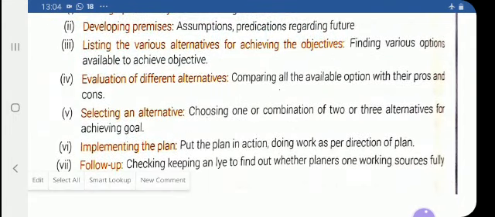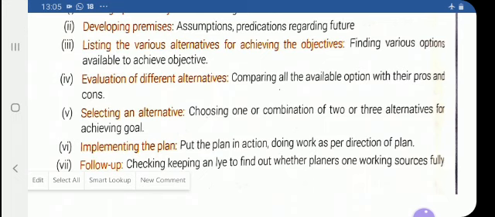And then after selecting the alternative, the next step of planning is implementing the plan, that is put the plan in action, doing work as per the direction of the plan. This may be done by following a suitable strategy, and also sub plans may have to be drawn within the framework of the main plan, so that finally the implementation of the plan is done in the sixth step.